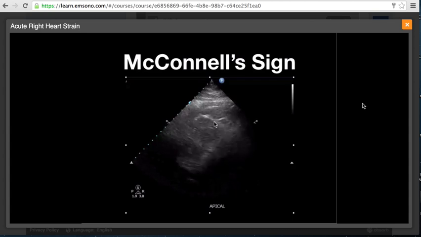But you can see there's preserved or even hyperdynamic function of the apical portion of the RV with severe hypokinesis of the remaining parts of the free wall. This was a patient who had a large saddle embolus. So this is something that right from the beginning I want you to keep your eyes out for when you're scanning. Make sure on every apical four-chamber view that you look to see the size of the RV compared to the LV, and take a look at the contractility of the apical portion of the right ventricle as well as the remaining parts of the free wall.